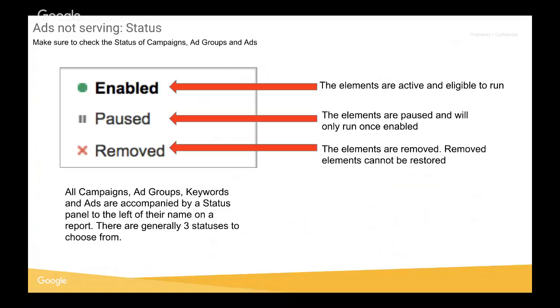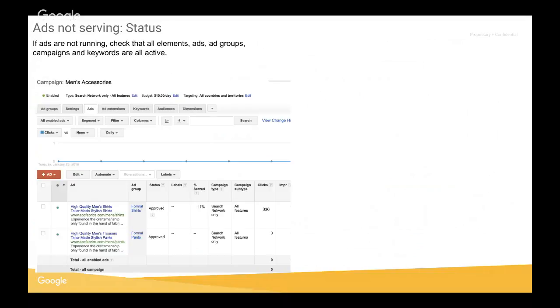All campaigns, ad groups, keywords, and ads are accompanied by a status panel to the left of their name on a report. There are generally 3 statuses to choose from. So oftentimes, the ad not serving issue can be related to the element status. Let's take an example. Here, in this example, we have an account in which one of the ads is not serving, which is the second ad.